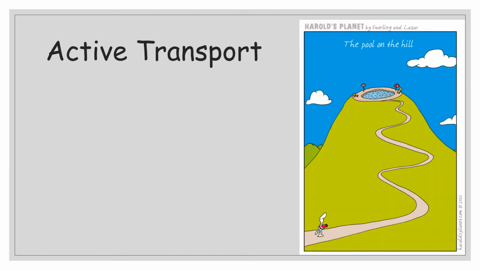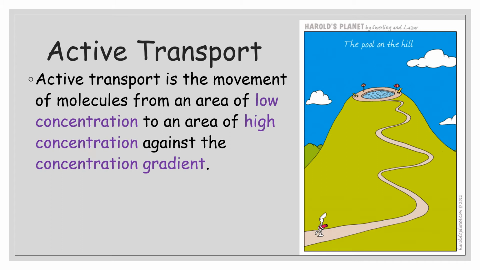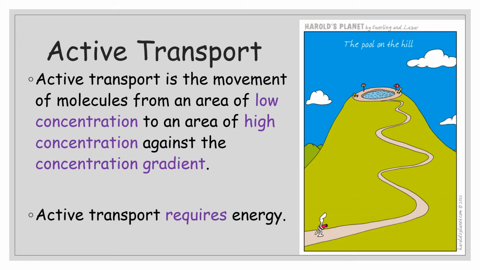Active transport is a different situation, however. And in this analogy, we're talking about this guy at the bottom of the hill. If he wants to go to the pool, he's going to have to invest energy to get to the top, to go from low to high. And that's what active transport is. It's the movement of molecules from an area of low concentration to an area of high concentration. So that's against a concentration gradient. That's like this guy going from the bottom of the hill to the top, or you putting something onto a high shelf. It requires energy to move from low to high.